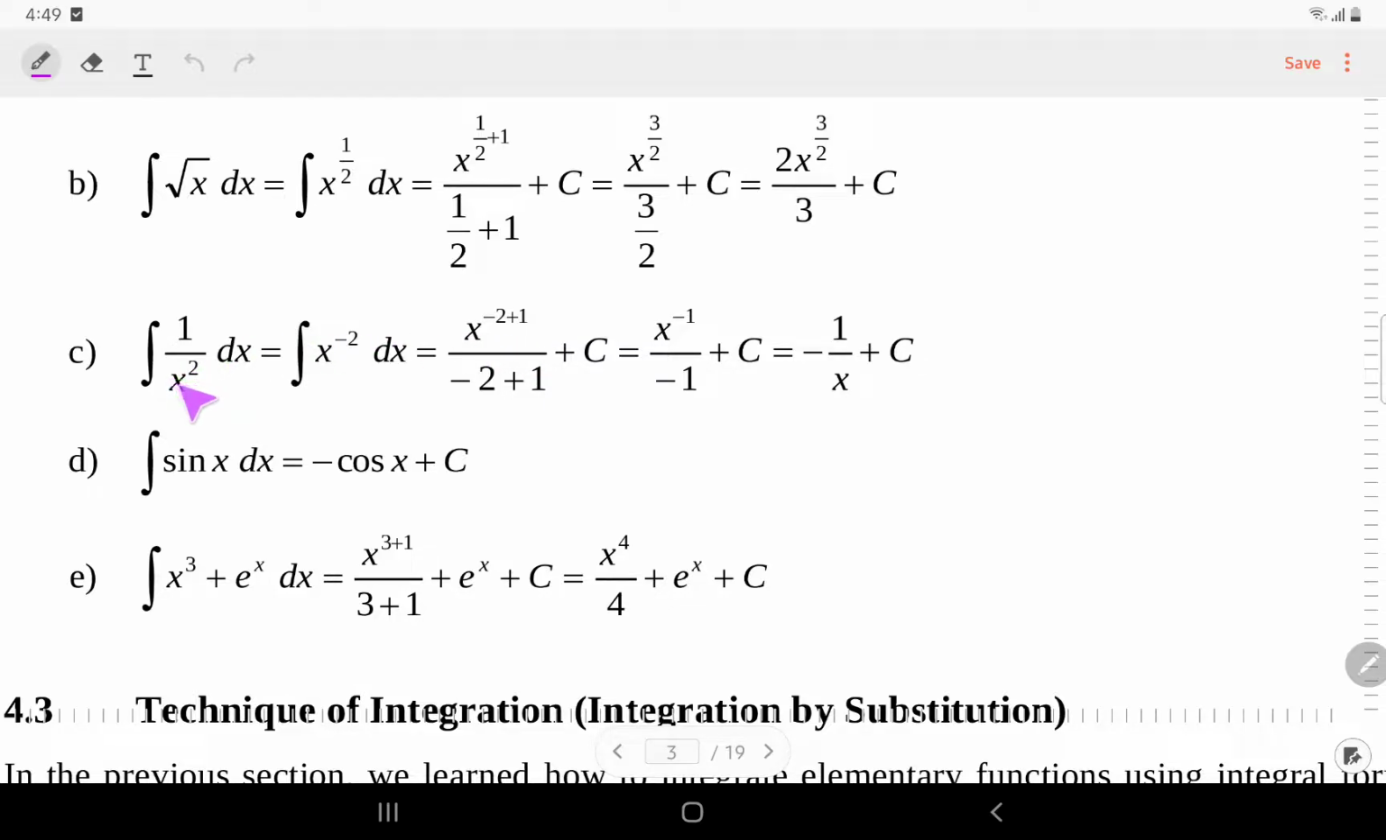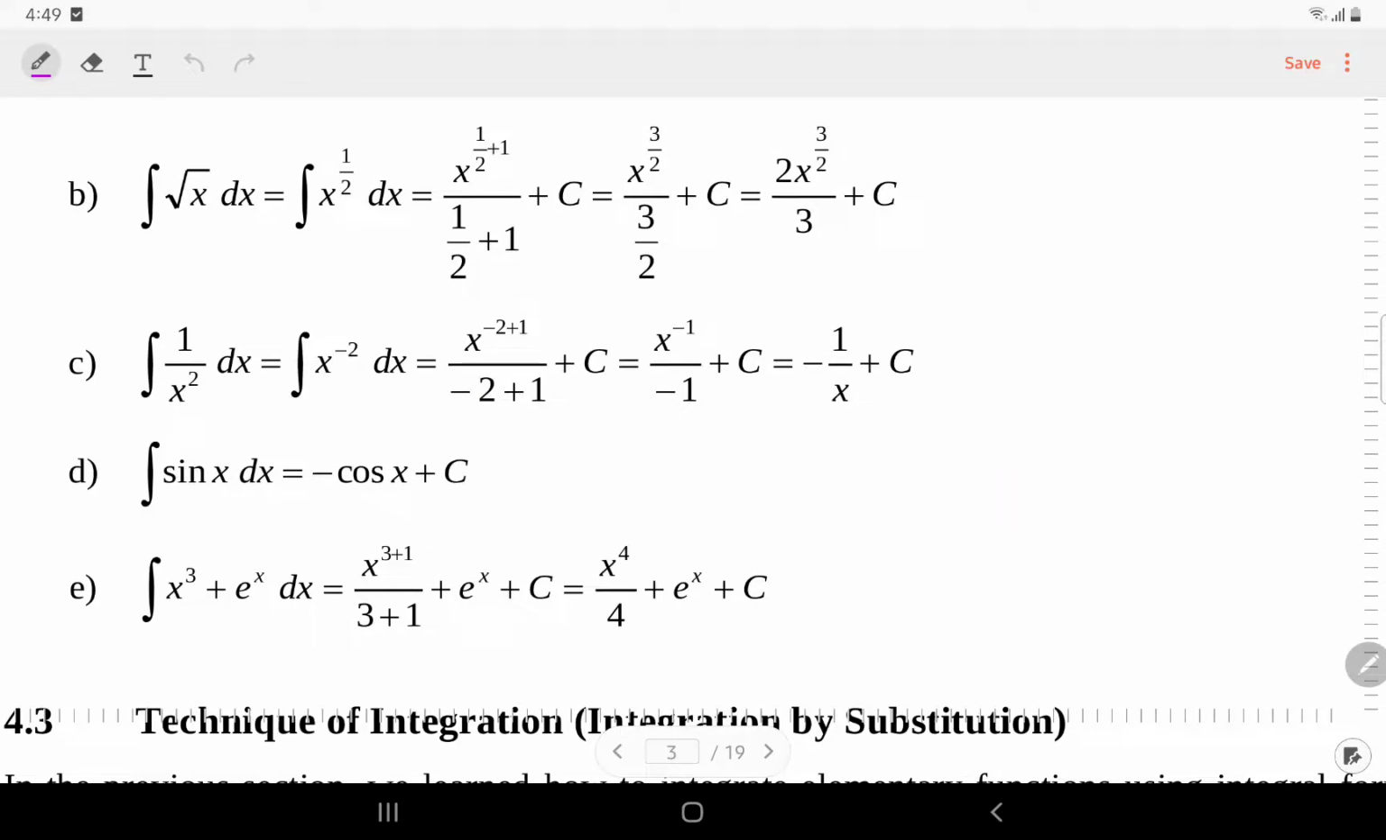So macam mana nak integrate kalau yang x kuasa selain 1 dekat bawah? So kita akan naikkan dia dekat atas. So akan jadi x power of negative 2. Lepas tu kita akan apply the same concept. X power of negative 2 plus 1 divide by negative 2 plus 1 plus c. So akan jadi x power negative 1 over negative 1 plus c. So ini simplify dapat yang ni lah.